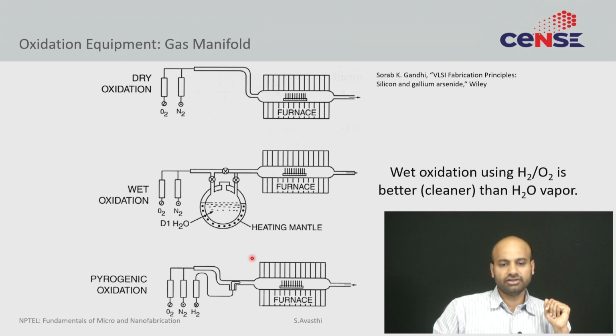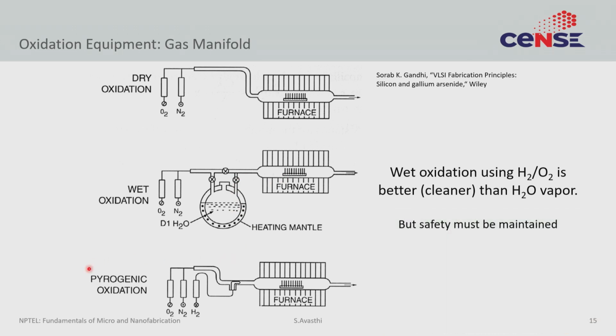A more modern method of doing the same thing is called pyrogenic oxidation, where instead of having a bubbler filled with water, which can get contaminated with time, you actually flow hydrogen and oxygen in an ultra pure gaseous form. And hydrogen and oxygen, of course, internally react inside the furnace to form water vapor, which does the oxidation. The important thing to notice here is that when you are flowing hydrogen and oxygen together, you have to be extremely careful because you are essentially creating a mini explosion. So, the electronics and the safety structures of this pyrogenic furnace need to be carefully designed.